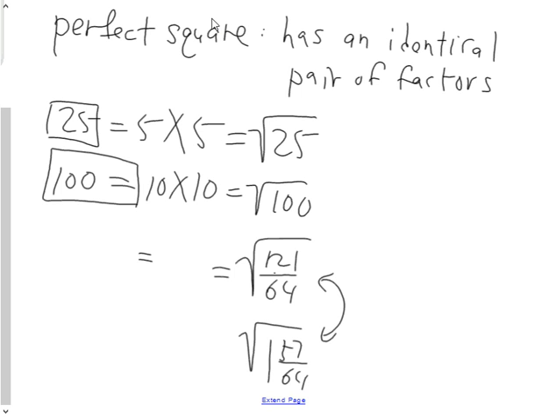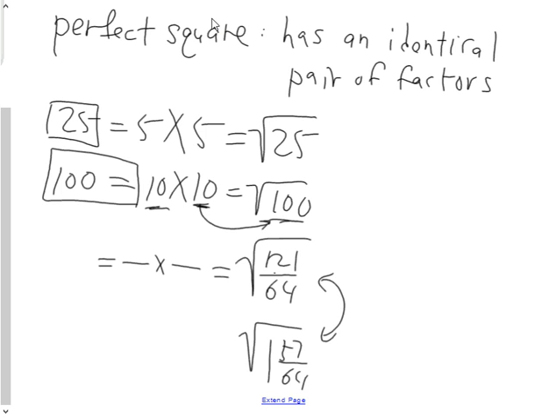So therefore, because we have rational numbers in fraction form, the same thing that held true over here, what number multiplied by itself gave me this number, holds true for fractions. The only difference is what fraction multiplied by itself gives me 121 over 64.